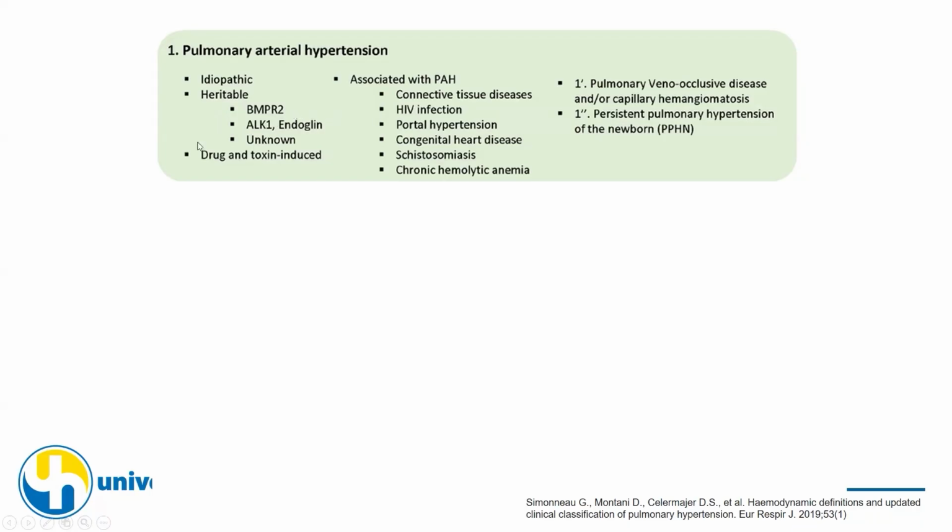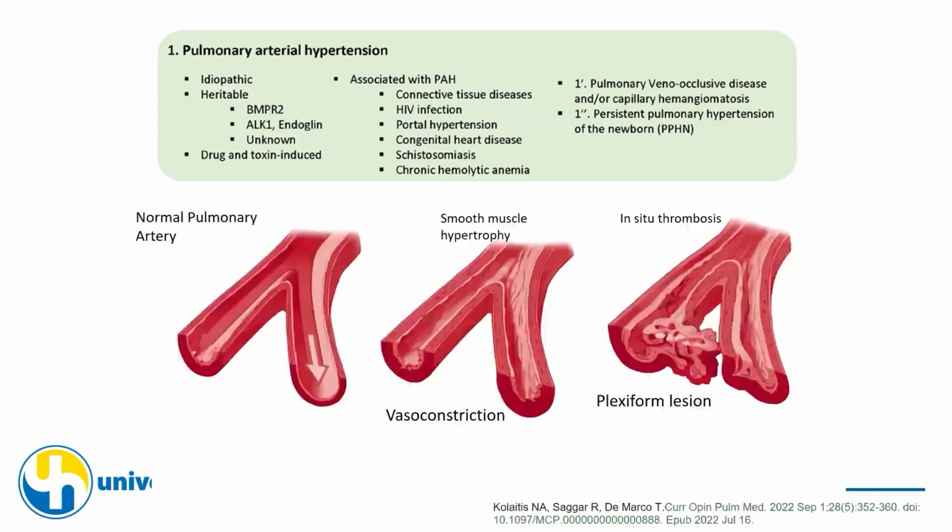And drug and toxin, which I'm going to get to next. But the reason why this is all classified as group 1 PAH is because there's a specific pathophysiology that happens. You have here a normal pulmonary artery, and you get kind of this progression of the pulmonary vascular disease. So you get vasoconstriction, and you get smooth muscle hypertrophy. And the hallmark lesion for pulmonary hypertension is this thing called a plexiform lesion, which develops on the pulmonary artery.